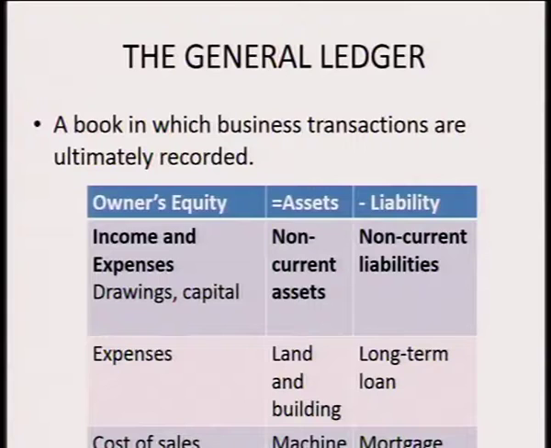Let's focus on the general ledger, a book in which business transactions are ultimately recorded, and owner's equity. A general ledger consists of three components mainly, which are the owner's equity, the assets, and the liabilities. Owner's equity refers to the owner's possessions in the business, and assets refer to the belongings or possessions which the business acquired, and liability refers to the debts or owings that the business owes to other businesses or people outside the business.